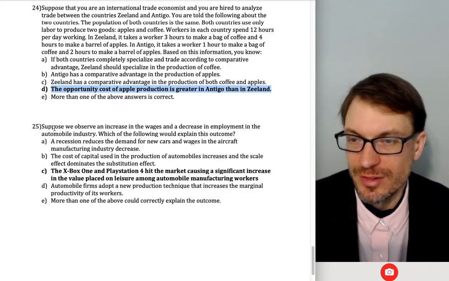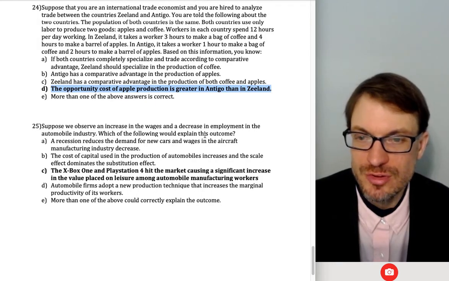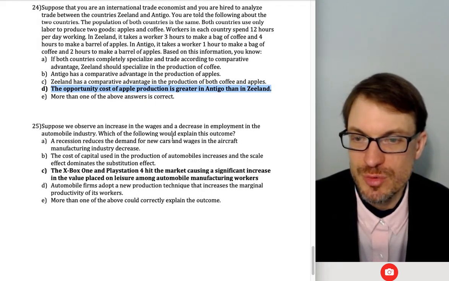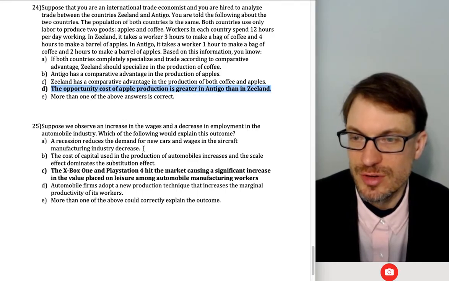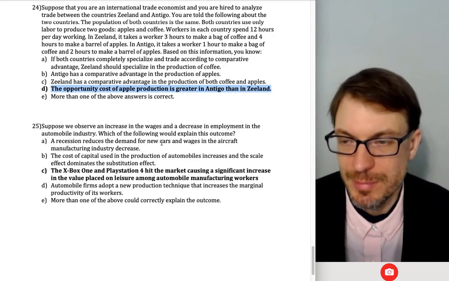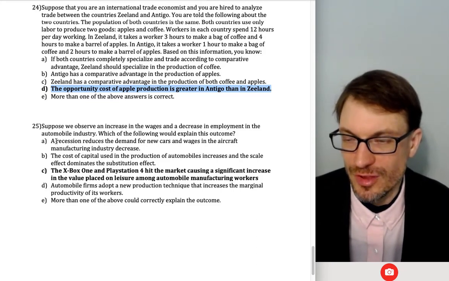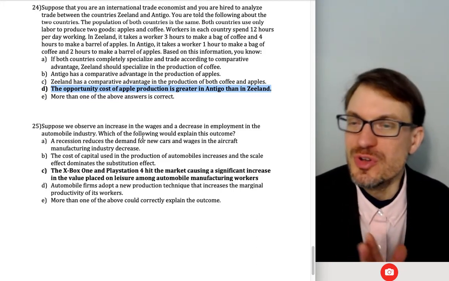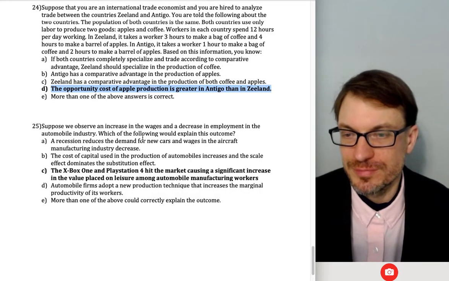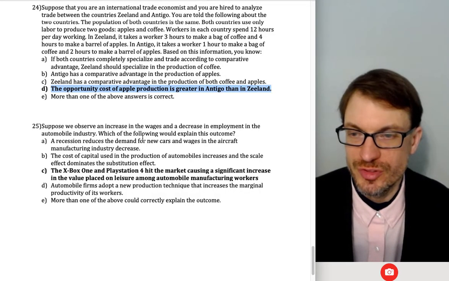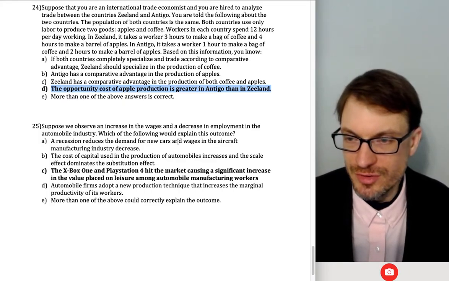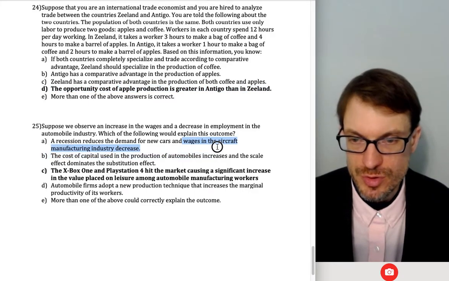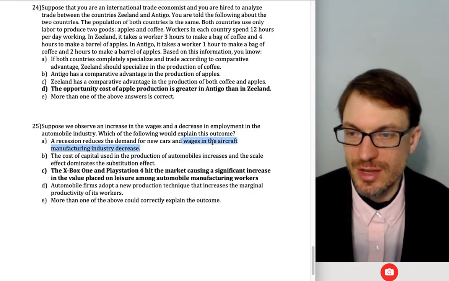Okay. All right. Lastly, suppose we observe an increase in the wages and a decrease in unemployment in the automobile industry. Which of the following would explain this outcome? A recession reduces demand for new cars, and wages in the aircraft manufacturing industry decrease. So this is actually a little bit more complicated than I drew in my graph. As I'm realizing now, the recession reduces the demand for cars, and therefore reduces the labor demand for workers in the automobile industry. This one right here, I actually forgot to acknowledge this part in what I'll show you in a second. Wages in the aircraft manufacturing industry decrease.